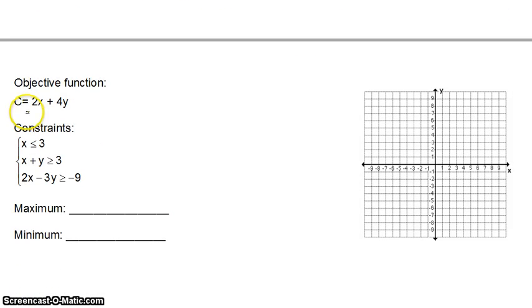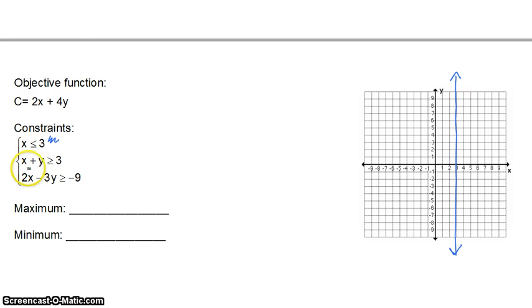So we have our objective function, c is equal to 2x plus 4y. We're not going to use that until step 3. We have our constraints. Our constraints are our three inequalities in this case. So we've got x is less than or equal to 3. That means I have a solid line, a vertical line at 3.